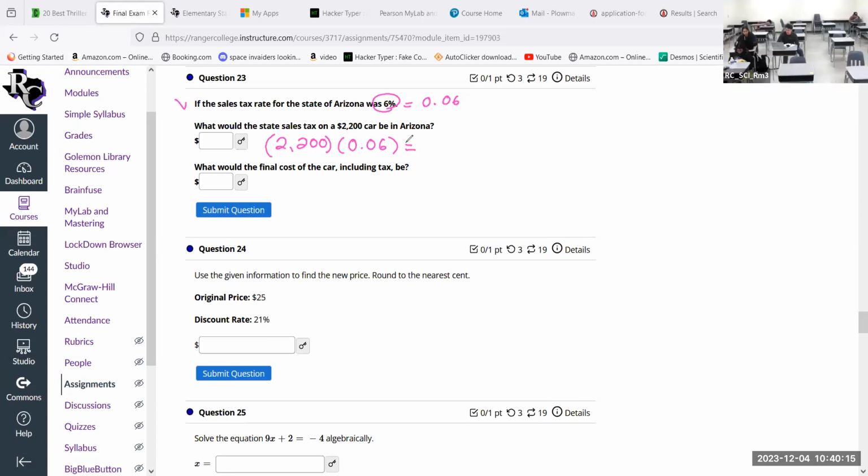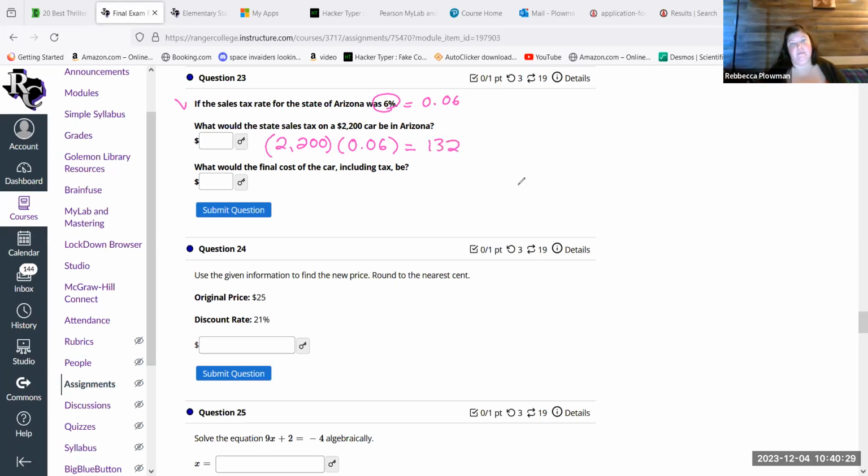Like I said, it was 23 and 24. I think the biggest issue is to make sure you read it and answer what you're being asked, because sometimes you're asked for a discount or the taxes, and sometimes you're asked for a total. So taxes were $132. What would be the final cost of the car, including tax? Well, in this case, it's the cost of the car plus the taxes. So it'd be $2,332.